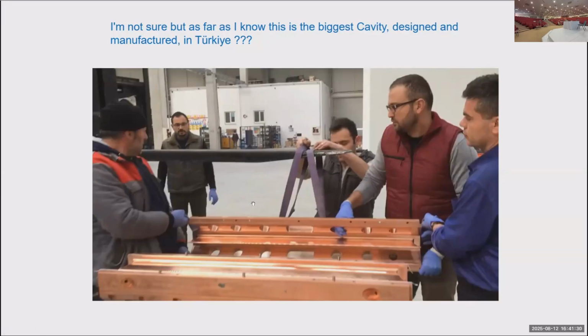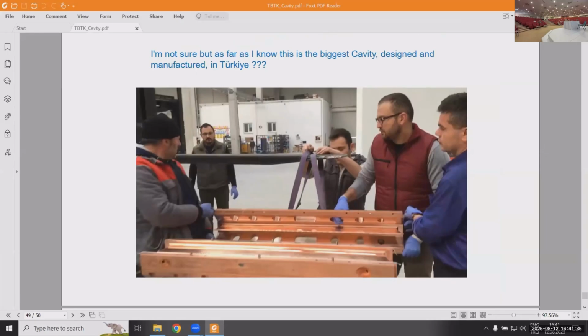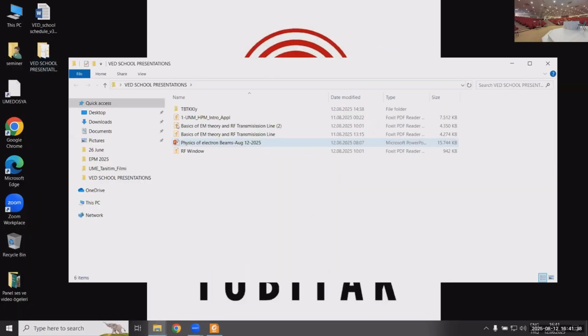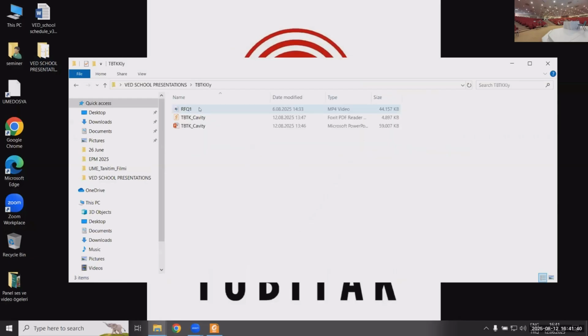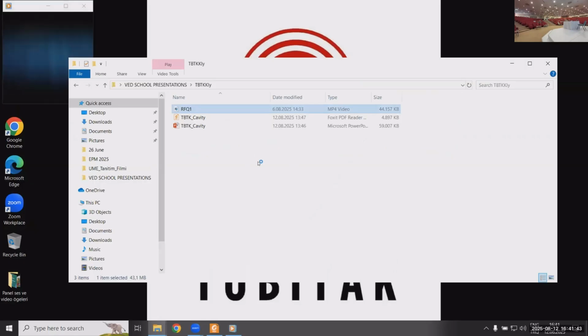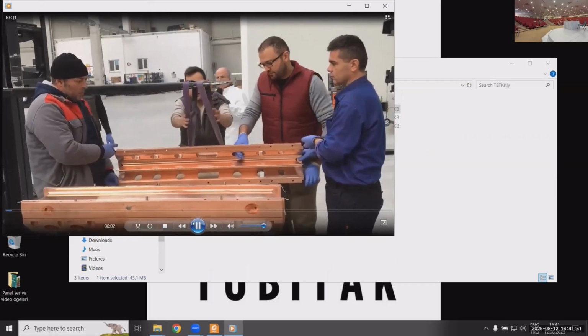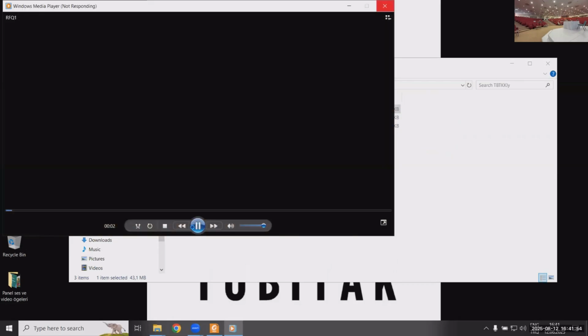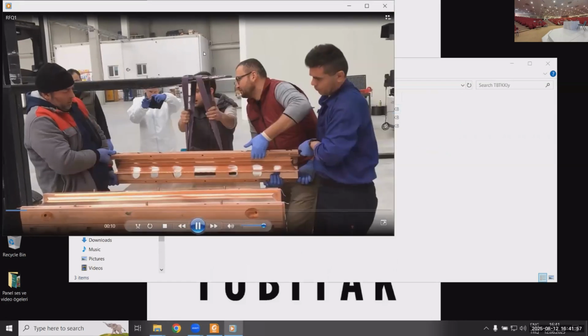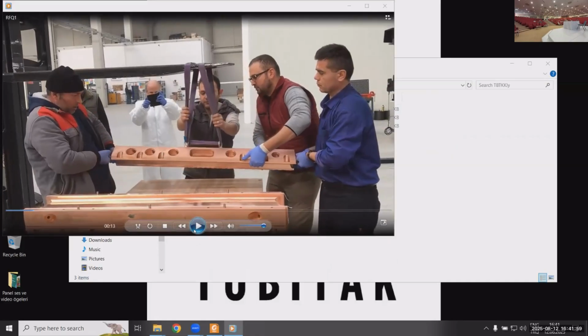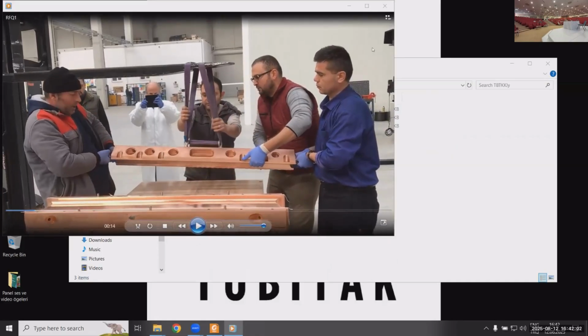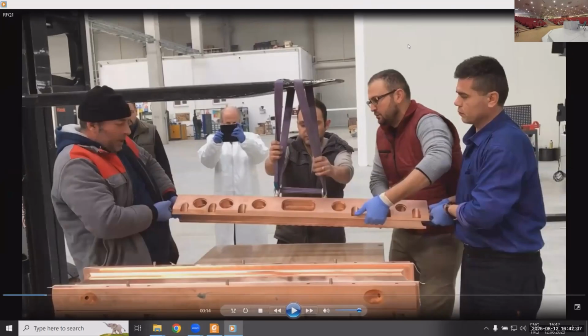For what energy is it designed? How much energy would you get from this cavity? Output energy is 1.3 MeV. The current is 1 milliamp output. Why?